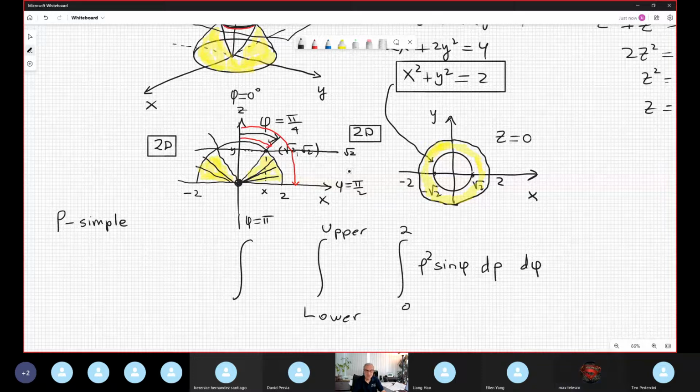To 2 pi? No. Never, okay, phi never goes to 2 pi. The range of phi is from 0 to pi, not 2 pi. It's pi. So the maximum value of phi is pi. Okay? Now, help me, guys, with the yellow part. What is the phi value in the yellow part?